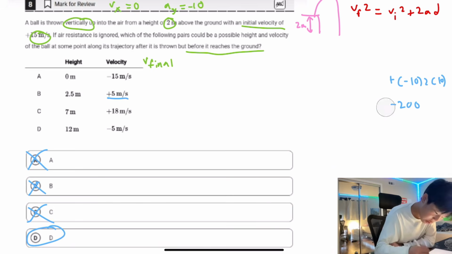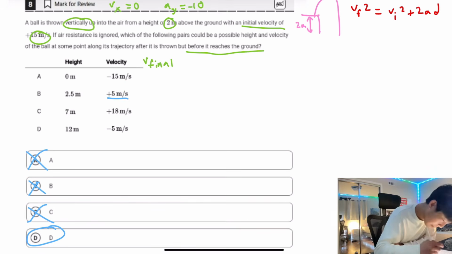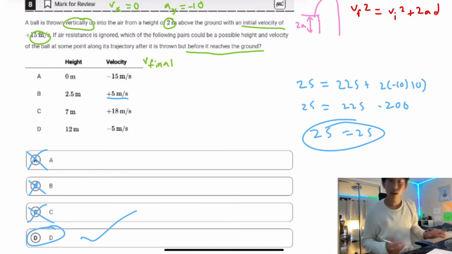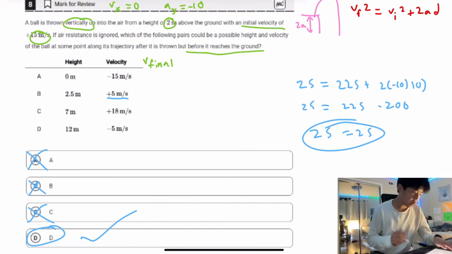And let's just confirm that it is D. Let's see. VF squared is going to be 25 equals 225 plus 2 times negative 10 times 10. Is this correct? 225 minus 200 equals 25. 25 equals 25. Oh. Anyway, earlier I mentioned that there is an easier way.